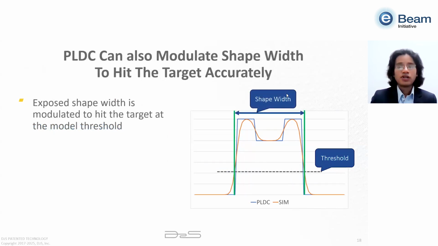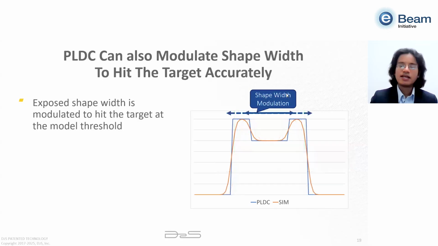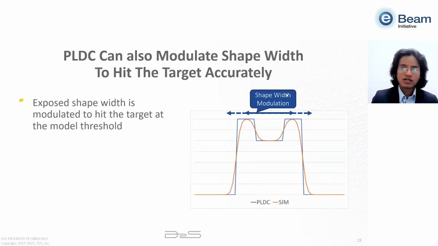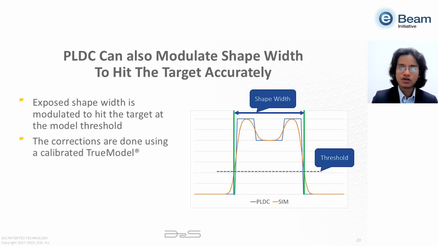PLDC can also modulate the shape width to hit the target accurately. So what it does is it can change the size of the shape, and it actually computes how much to change it based on a model. So there will be a true model, which is a fully calibrated model. And what it tries to do is to come up with a width that, according to this model, will make the correct corrections. And it can do full MPC based on that.